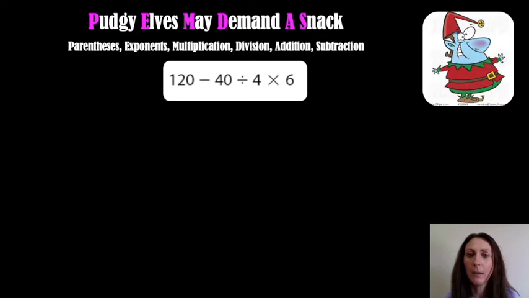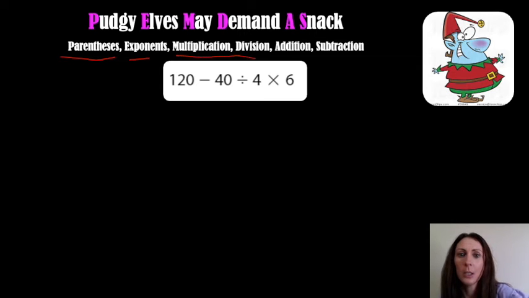Let's take a look at this problem and let's solve this problem together. I have 120 minus 40 divided by 4 times 6. I'm going to go through my order of operations to see what operation I'm going to do first. All right, so let's move forward. First, are there any parentheses? No. Next, are there any exponents? No. All right, next comes multiplication and division.